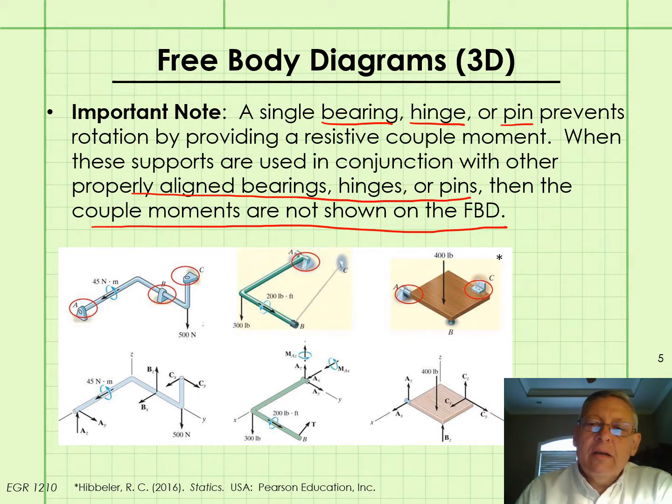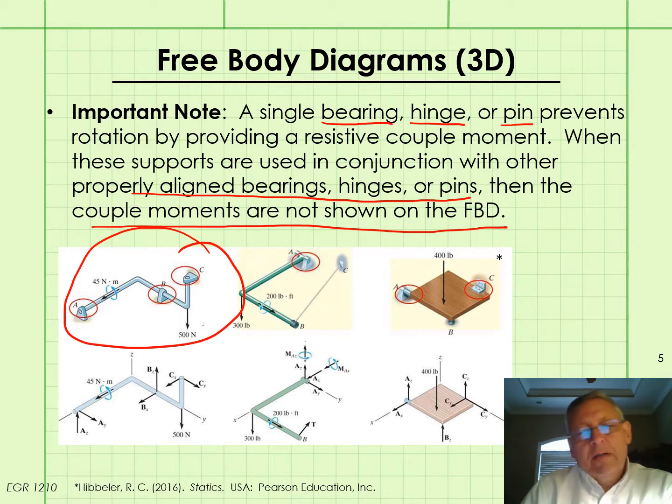So let's look at some examples here. In this first example, we have a bent bar, loaded as shown with a 500 Newton force and a couple moment, and it's supported by 3 journal bearings at A, B, and C. And if you think about this, imagine that this bar was only supported at A by a single journal bearing, and there's no bearing at B or C.